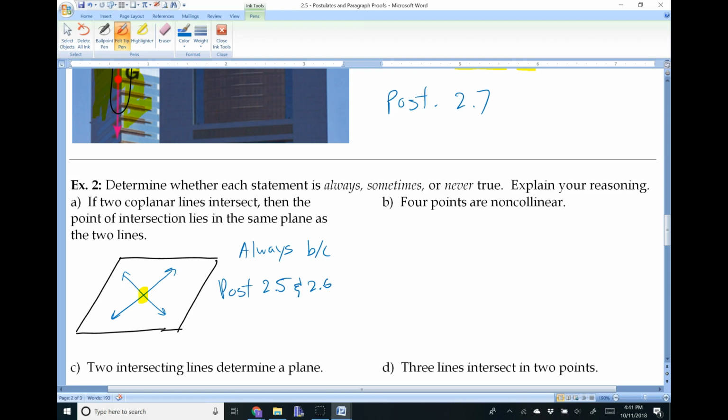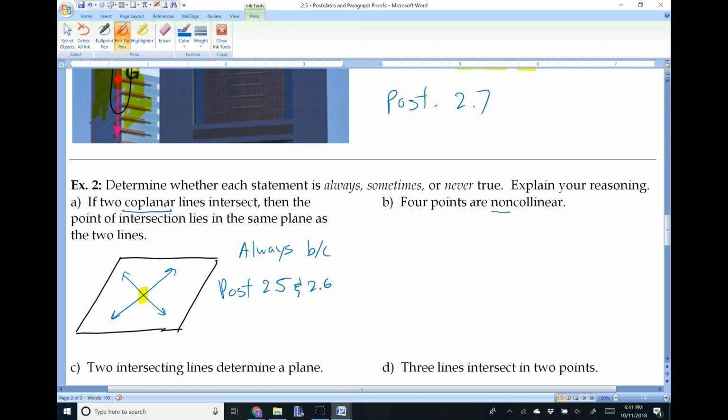4 points are non-collinear. Remember the word non-collinear means not on the same line. I forgot to talk about coplanar. Coplanar means they are all on the same plane. So non-collinear means they are not on the same line. So are 4 points always going to be in the same line, or 4 points sometimes going to be in the same line, or are 4 points never going to be in the same line.